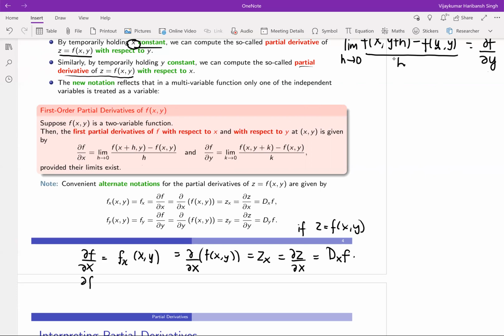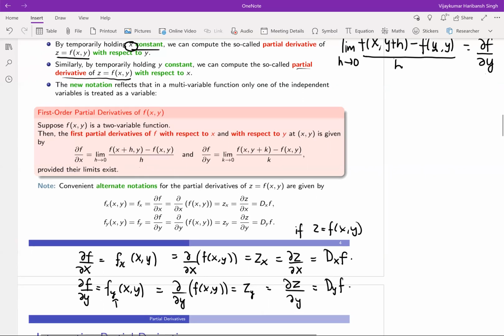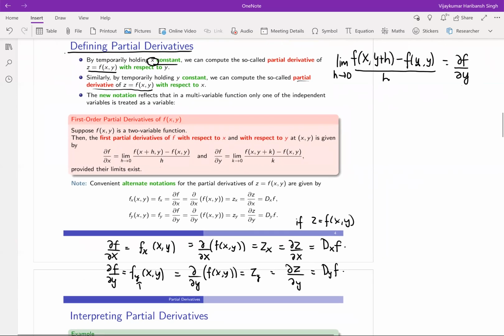Similarly, for the partial derivative with respect to y, this can be written as f_y(x,y). So this denotes the partial derivative with respect to y, or dou by dou y of f(x,y), or z_y, or the partial derivative of z with respect to y. So these are all notations for the same thing. And as you will see later on, different notations are useful at different times. Okay.